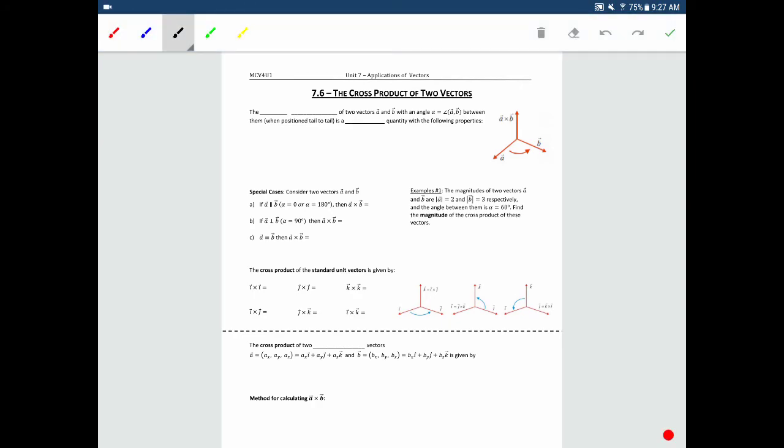Hey guys! Today we are going to take a look at the cross product of two vectors.